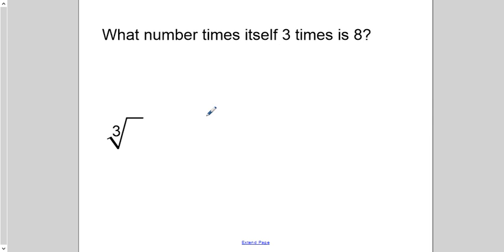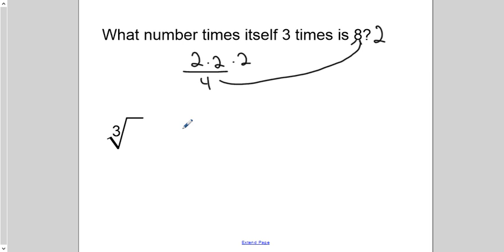What number times itself 3 times is 8? If you stop and think about it, it would be 2. Because 2 times 2 times 2, let's do the math, 2 times 2 is 4, and 4 times 2 is 8. So instead of asking this question, we'll put that radical sign there, but we'll put a little 3 right there in front of it. And we call this a cube root. Hey, what's the cube root of 8? 2. Or what number times itself 3 times is 8? 2. That's what it's asking when we see this type of sign.